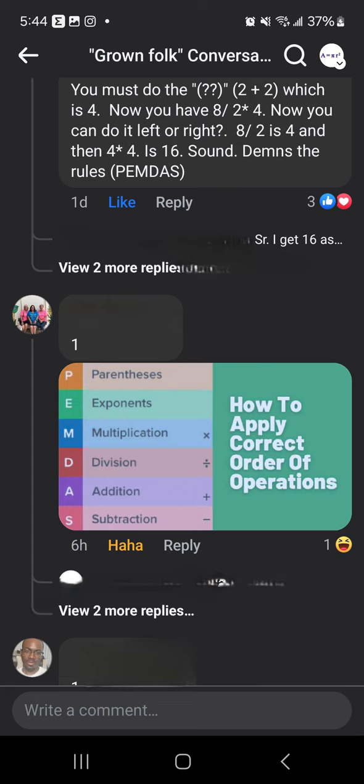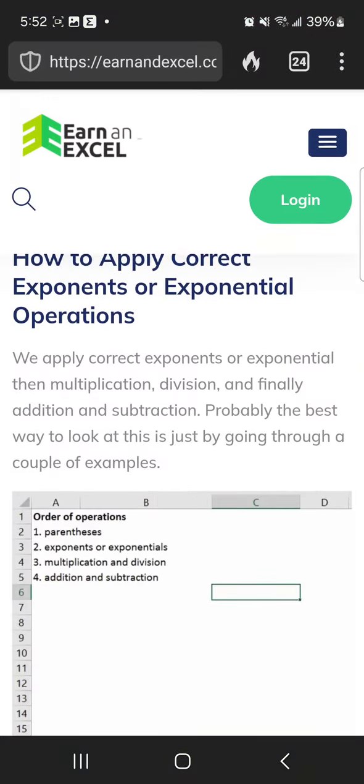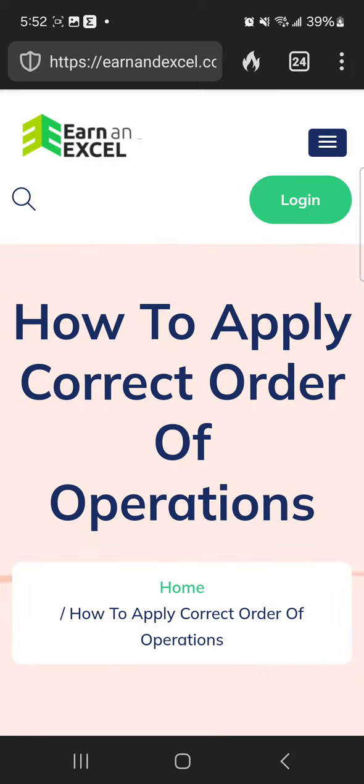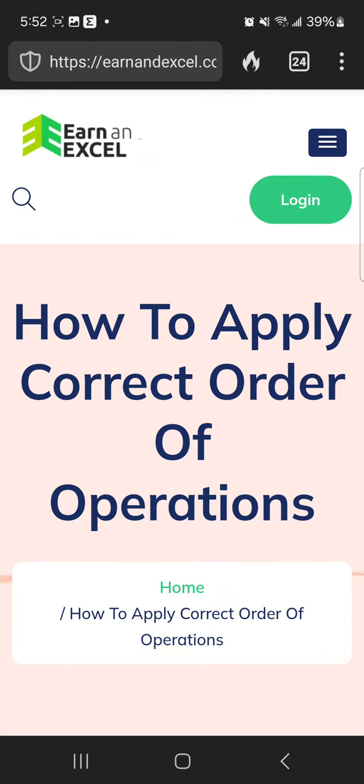because it's really not the way to go. And what I did is I asked this individual, did you bother to even look up the website where that came from? Well, I did a Google search. All you really had to do was do a Google search and search the phrase "how to apply correct order of operations," and then search it as an image. And I did that, and it led me to the link where this came from.